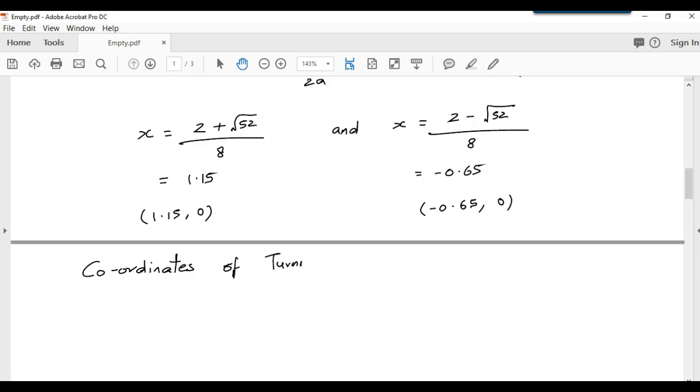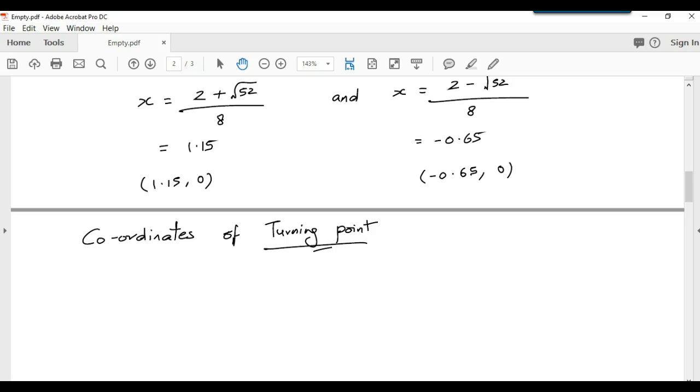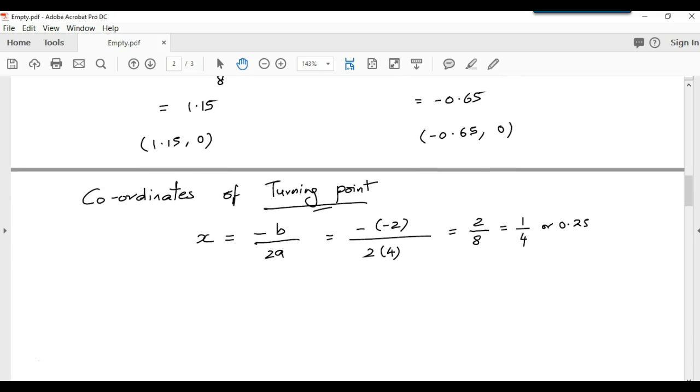The one last thing we need to do is to work out the coordinates of the turning point. Now we're going to learn a new method to work out the x-coordinate of the turning point. There is a formula we are going to use in this particular section. The formula to work out the x-coordinate of the turning point is given by minus b over 2a. If we apply that to this question, the value for b is negative 2, the value for a is positive 4, which gives me 2 over 8, or 1/4, or 0.25. So the x-coordinate is a quarter.